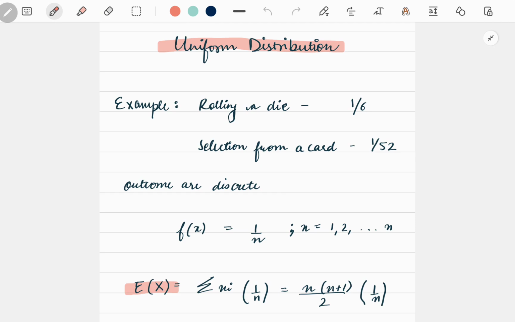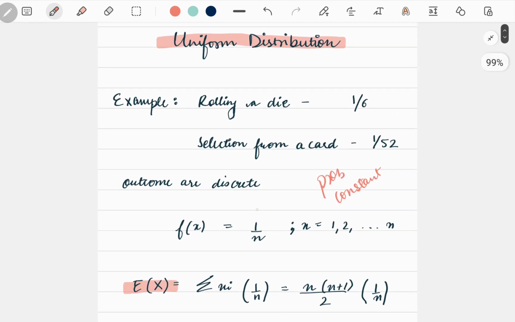In uniform distribution, basically the probability of each outcome, each event, is a constant, and it is defined by the function 1 by n. If we look at the example of rolling a die, then the probability of getting a 1 is 1 by 6. Probability of getting a 2 is also 1 by 6. Similarly, probability of getting a 6 is also 1 by 6. Hence, we say that this is a uniform distribution.